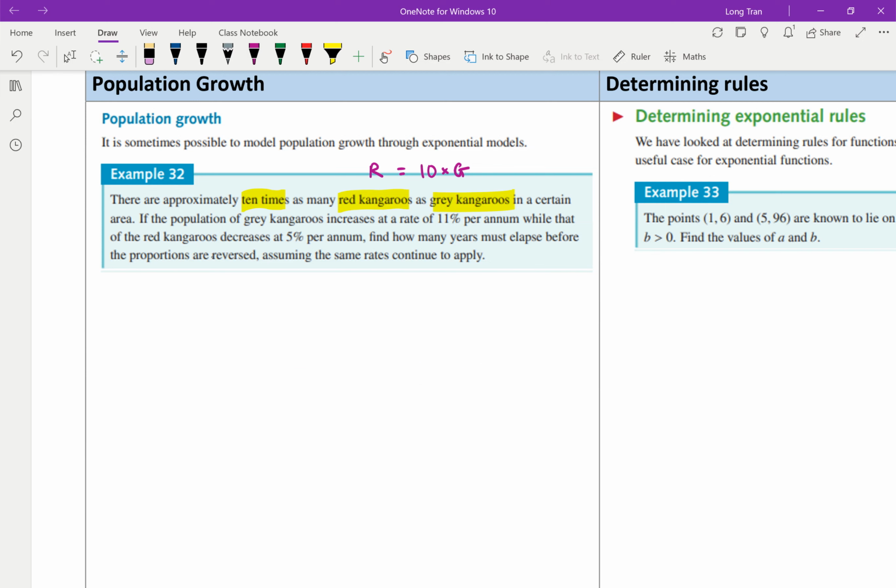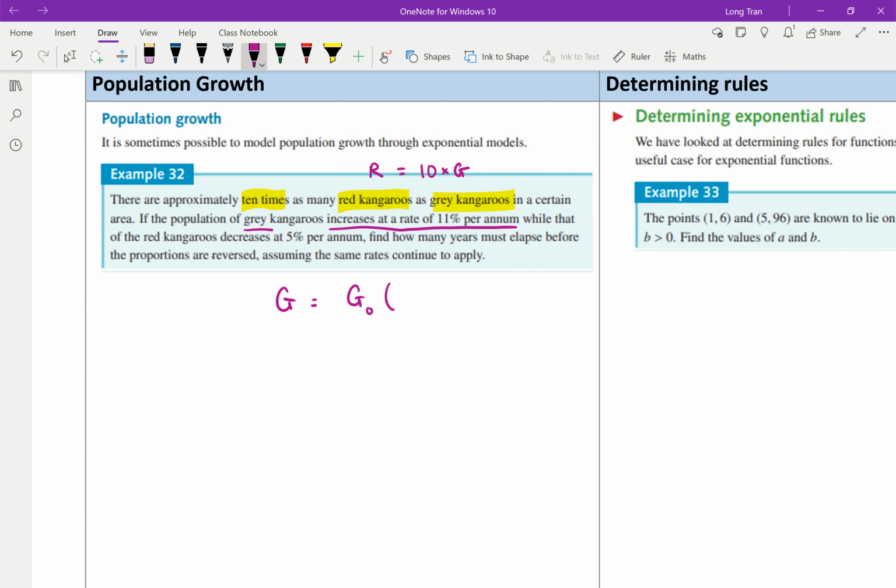If the population of the gray kangaroos increases at a rate of 11% per annum, that tells me that gray, if we were to model it, starts off with G0, so there's X amount of kangaroos to start off with, and it increases by 11%. So 1 is itself, it's not doubling, it's only 0.11 increasing by 11%. If it's decreasing by 11%, you would have taken 1 take away 0.11, which would have been 0.89. This is all to do with percentages back in year 8 and 9.